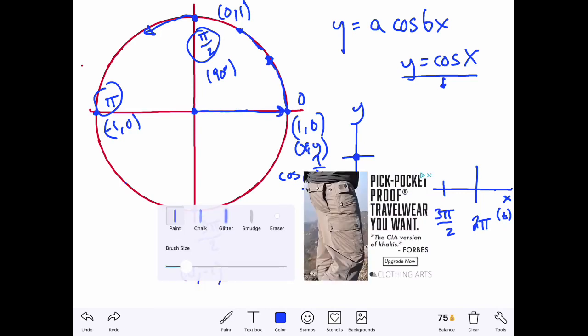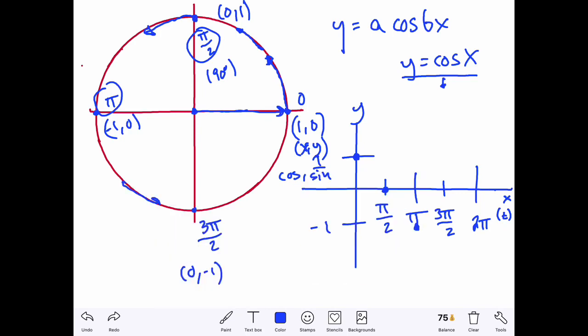Keep going around to 3 pi halves. And what's my x value? 0. And then keep going here all the way back essentially to where I started, which would be 2 pi, 1 revolution. And that x value is 1 again. Okay, so again, let's kind of draw our shape. Again, it's sinusoidal in nature, so it's going to have this curvature associated with it.